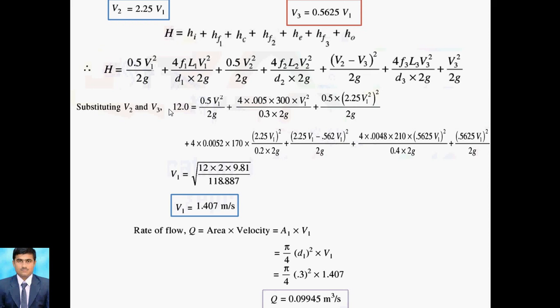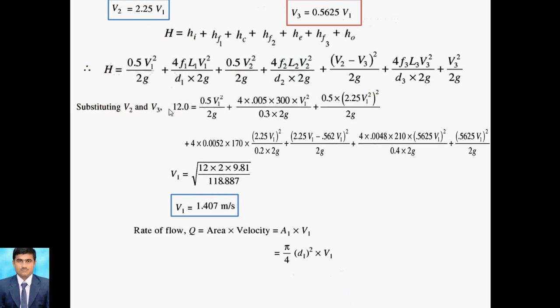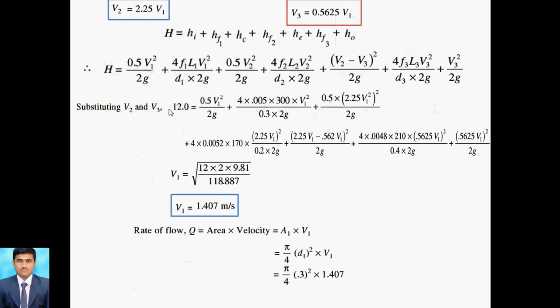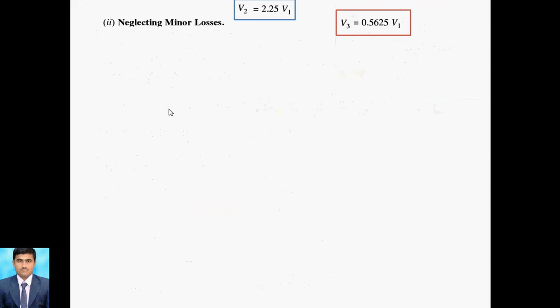Q = A1 V1, that is pi by 4 D1 square into V1. V1 is already calculated as 1.407 and D1 is 0.3, squared. So we get the value of the discharge. Now we go for V2 and V3. V2 and V3 follow from the continuity equation, so we get them from the same V1 value. So V2 and V3 are known to you. Now we go for the second case, that is neglecting minor losses.